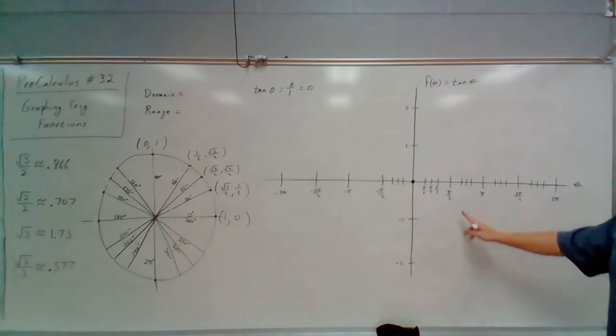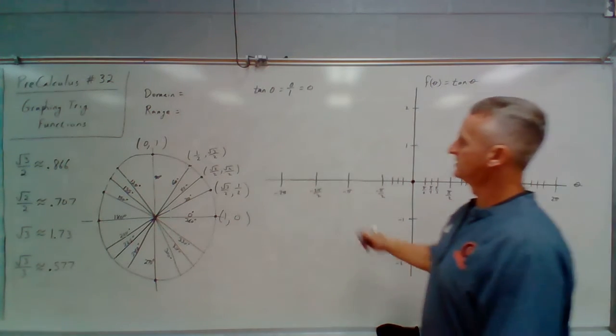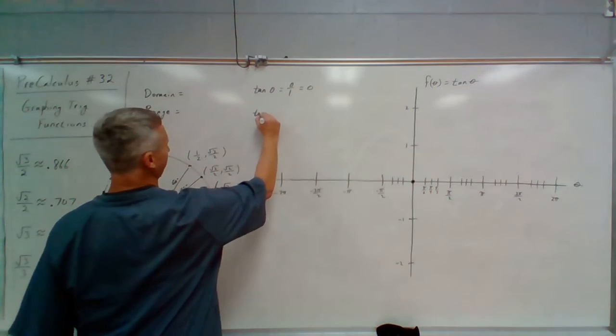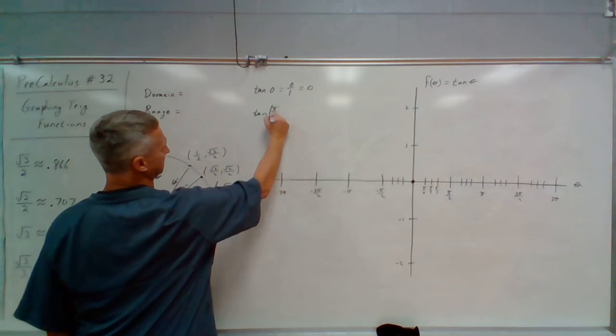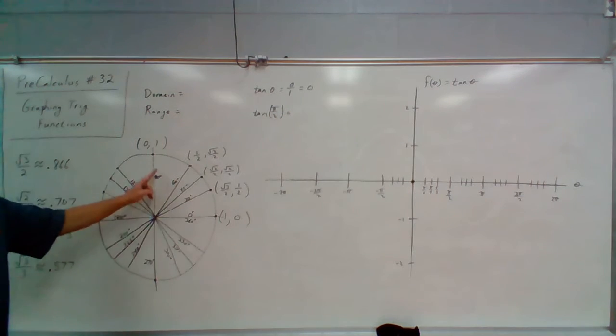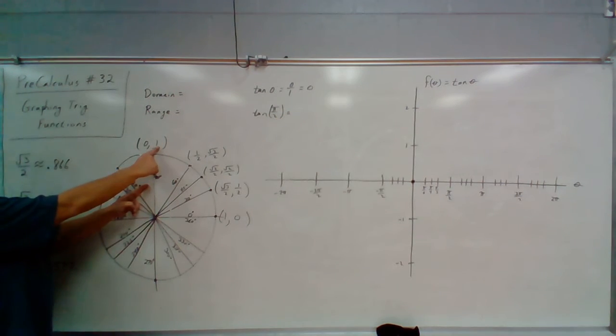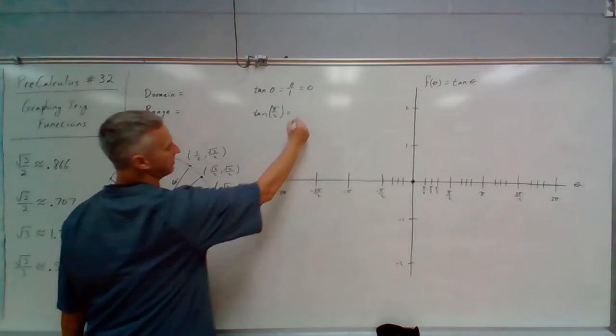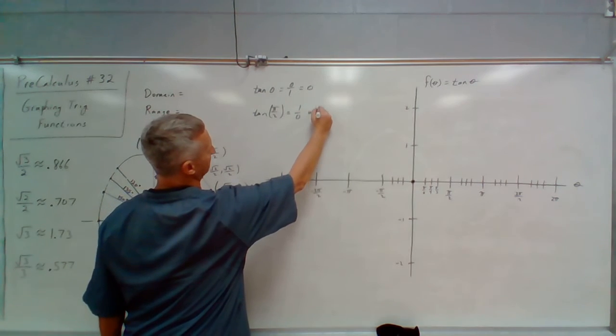Let's do the easy points first. Let's do pi over 2. So what is the tangent of pi over 2? Pi over 2 is 90 degrees. So y over x, that's 1 over 0, which is undefined.